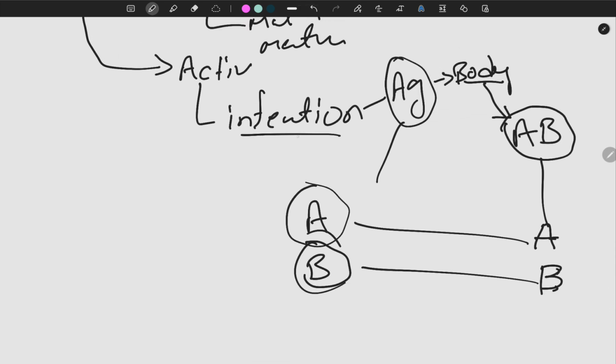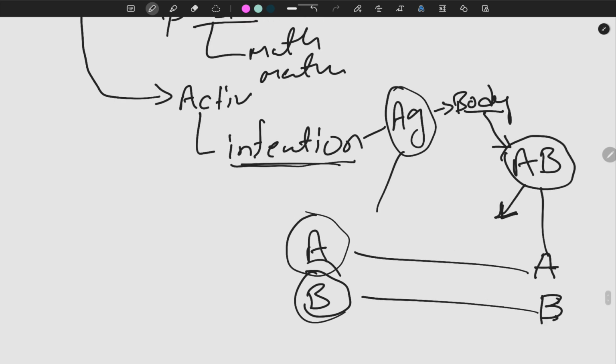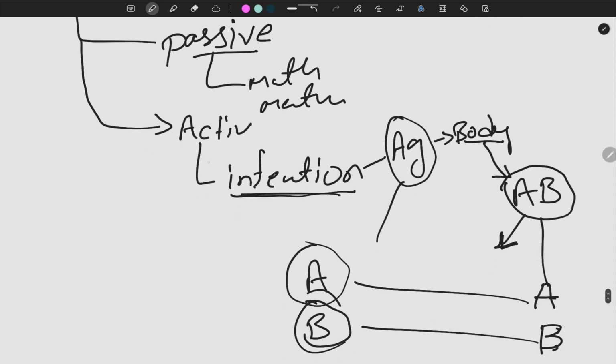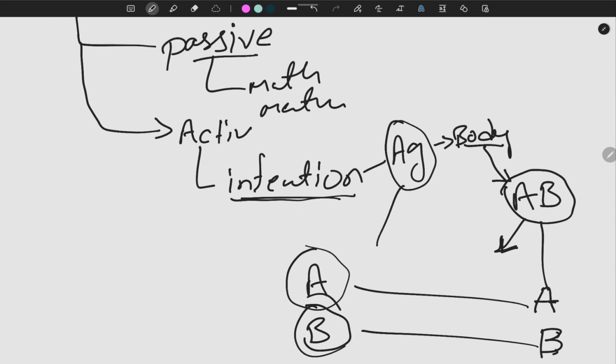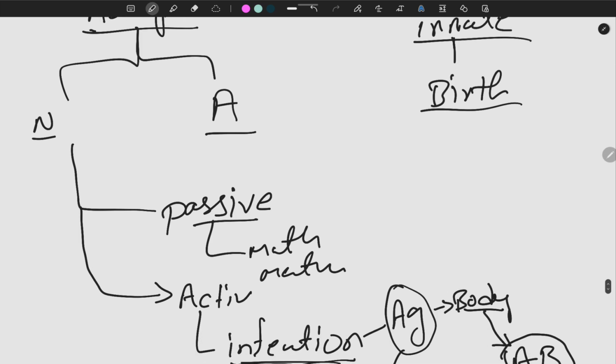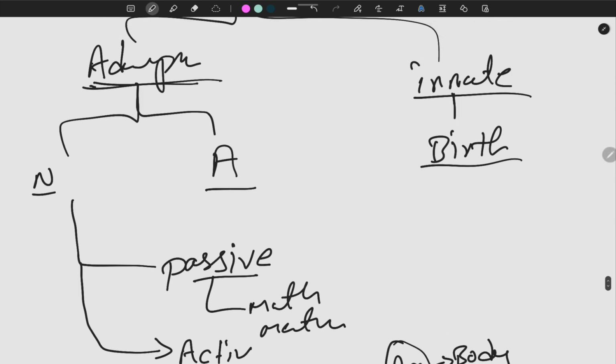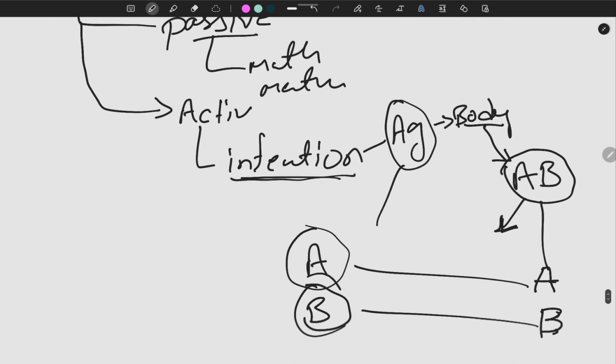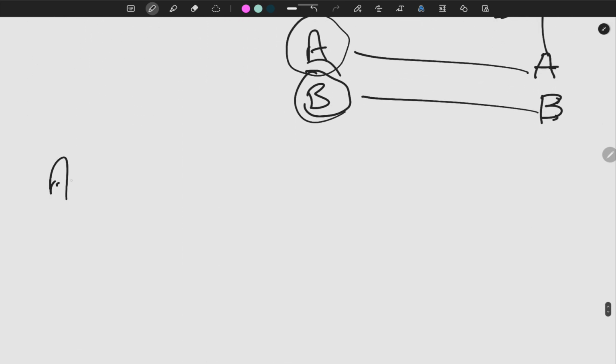So what will happen when the infection enters into the body? Antigens will be present, and our body will produce the antibodies. These antibodies will be present for a lifetime. So this is called natural active immunity. The next one is the artificial. In adaptive immunity we have natural and artificial, so we will see the artificial immunity.